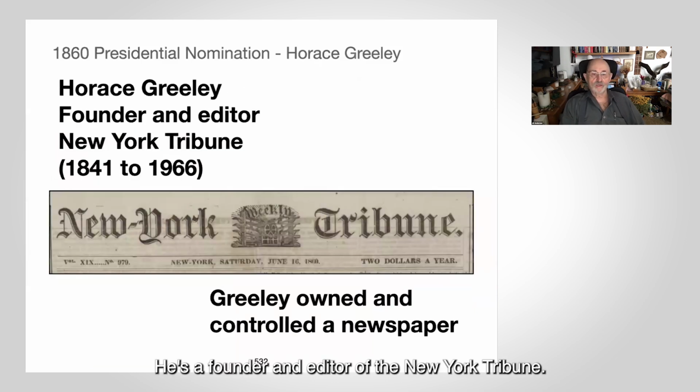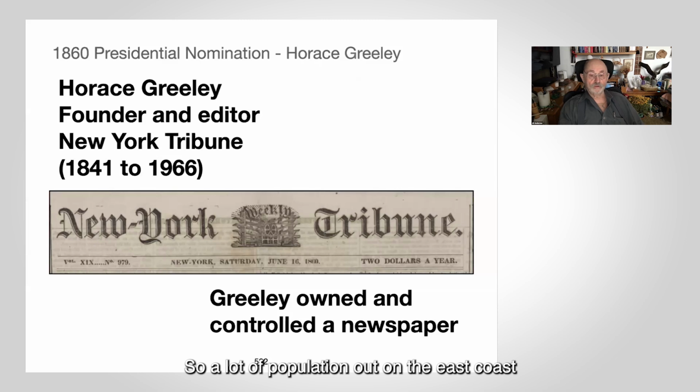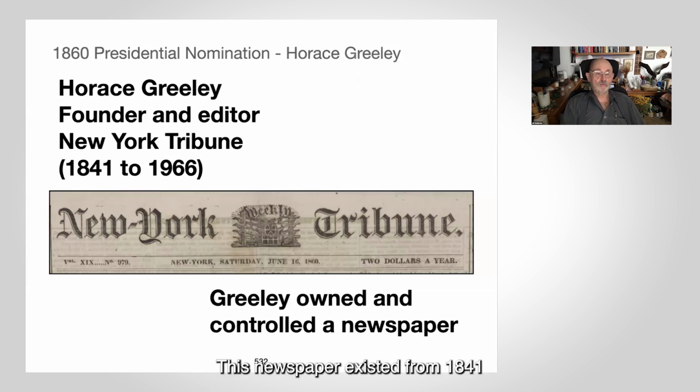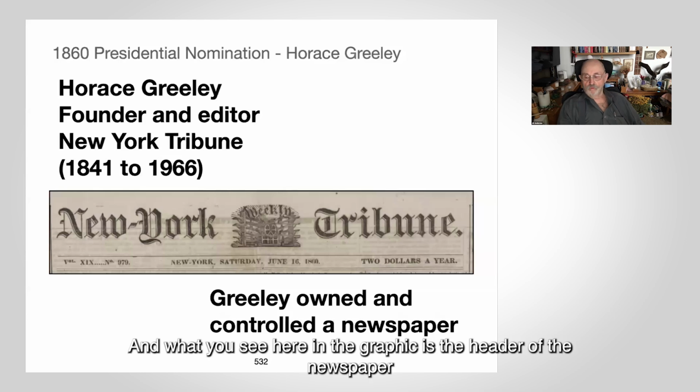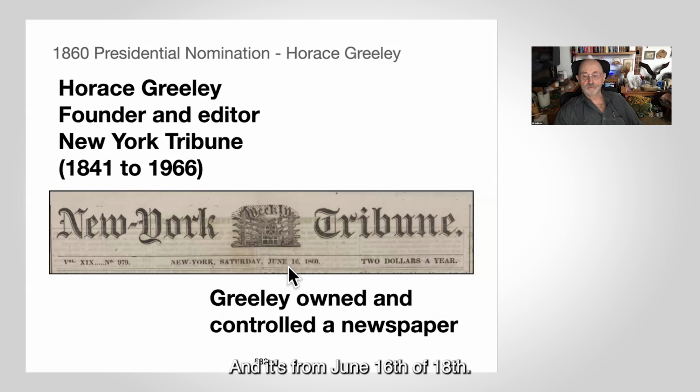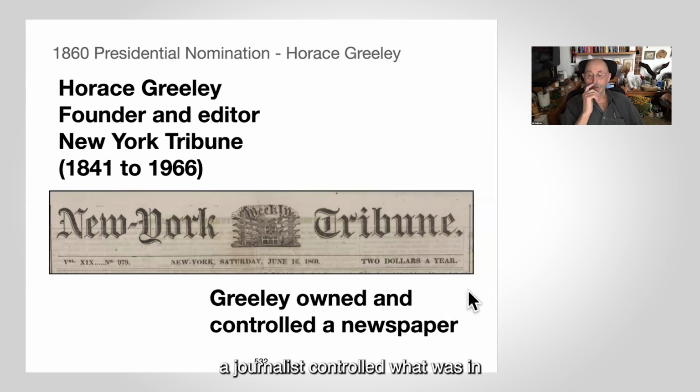He's founder and editor of the New York Tribune. So a lot of population out on the East Coast, lots of people reading this newspaper of Horace Greeley's, and he does editorials about candidates. This newspaper existed from 1841 until 1966. And what you see here in the graphic is the header of the newspaper, and it's from June 16th of 1860. So Greeley was a journalist, controlled what was in this New York Tribune newspaper.